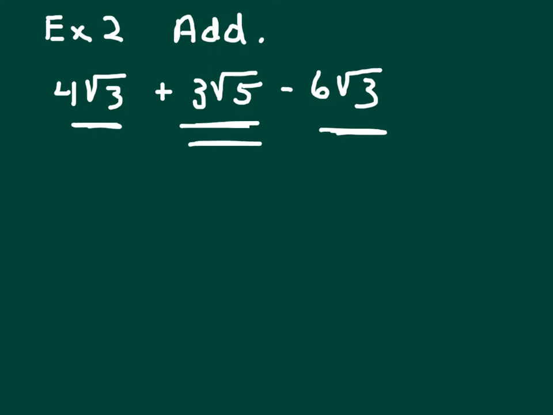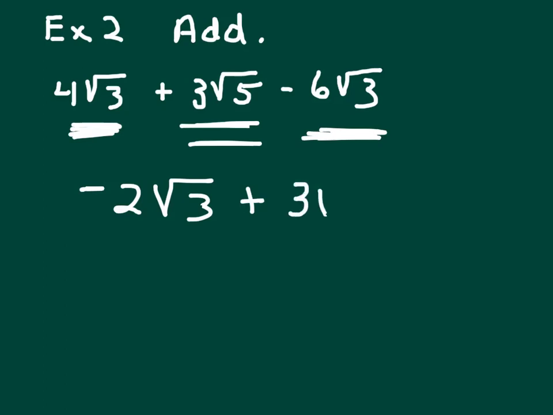So I'm going to combine the radical 3's first. You don't have to. I could write 3 radical 5 first, but I'm going to combine the radical 3's. So I have 4 of them here minus 6. So let's see, 4 take away 6 is a negative 2 of the radical 3's. And then I have the plus 3 radical 5. And I'm done. I cannot combine these because those are unlike terms. One has a radical 3, the other one has a radical 5.